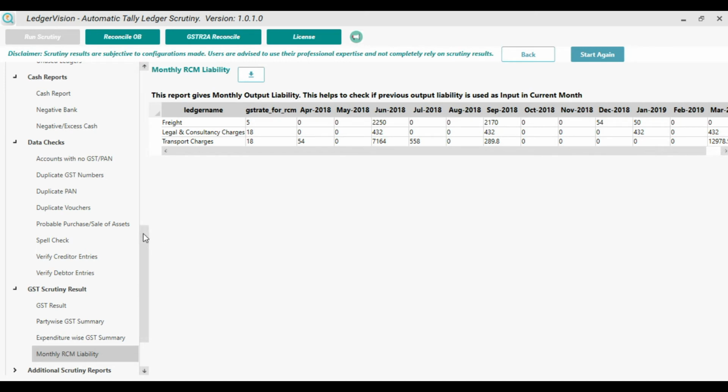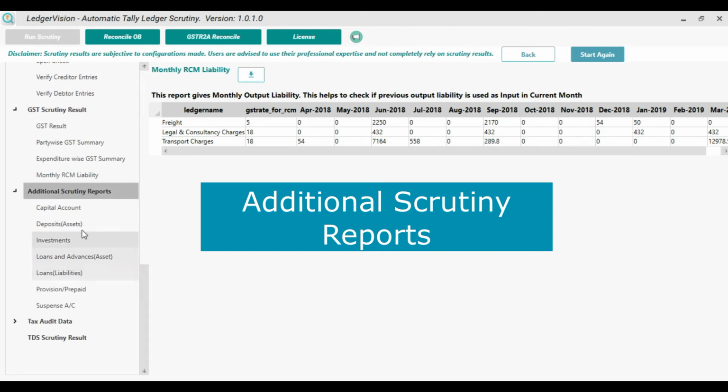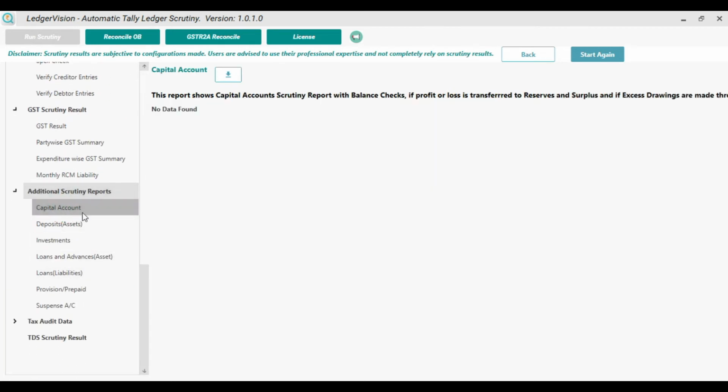Next set of reports is additional scrutiny reports. Now what is additional scrutiny? So if there are any basic accounting principle mistakes in capital, then that report will be shown over here.